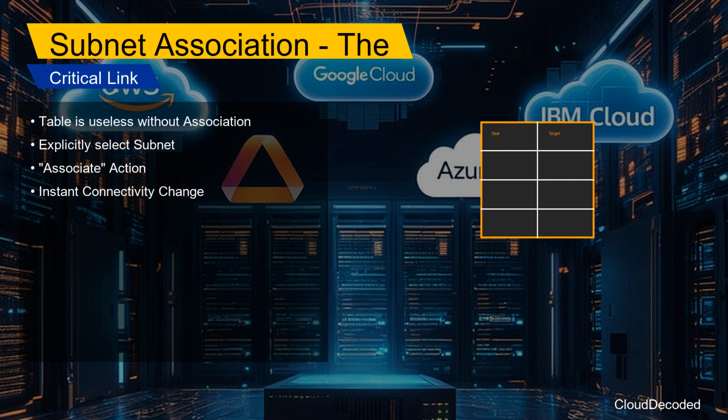Creating the table isn't enough. It's just a floating document until we use it. This is route table association. We must explicitly select our web server subnet and associate it with this public route table. The moment we click Save, that subnet becomes public.